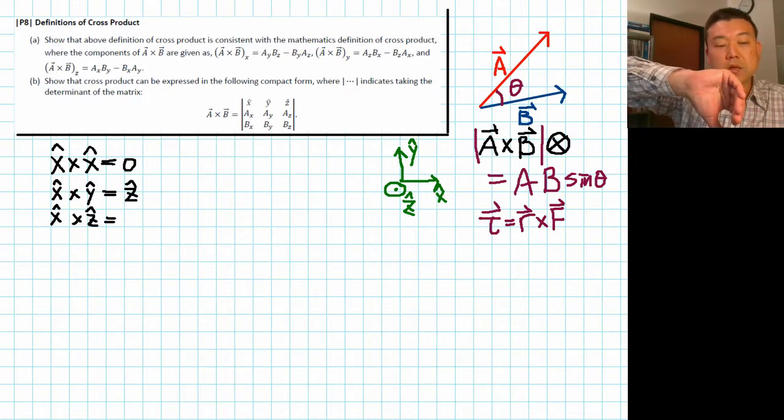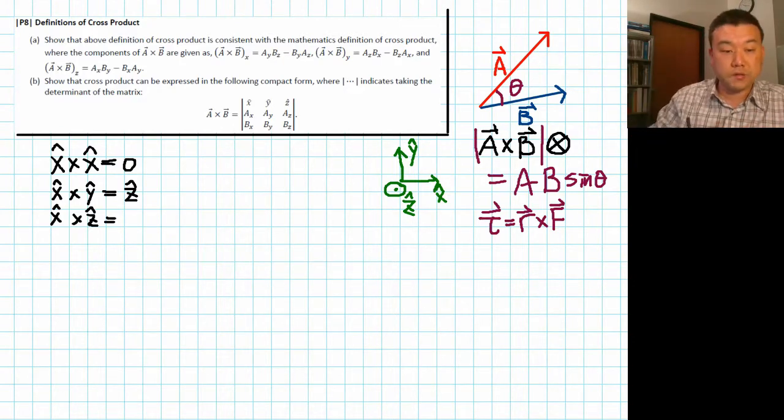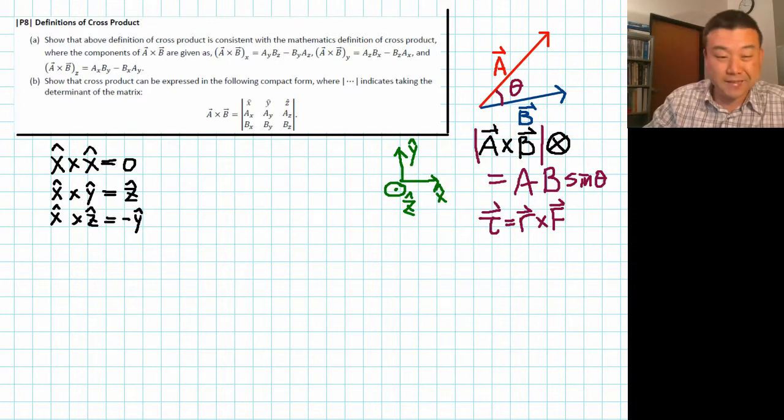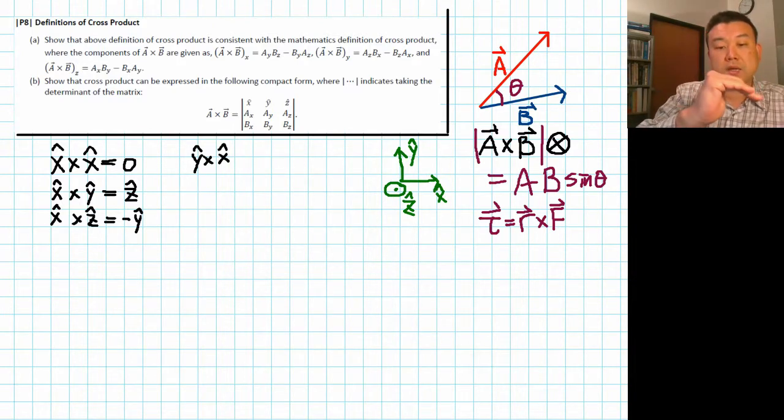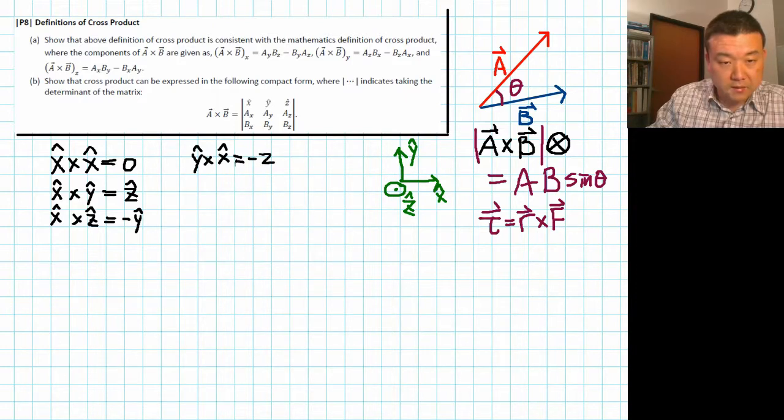X hat cross g hat points downward, so minus y hat. All right, so that's the ones starting with the x hat. Let's do the y hat. Y hat cross x hat. Let's see. Y hat cross x hat. G hat goes into the board instead of coming out. So that's equal to minus g hat.